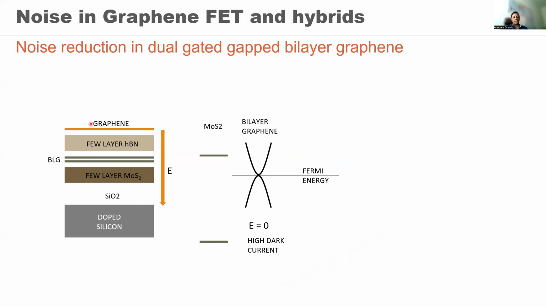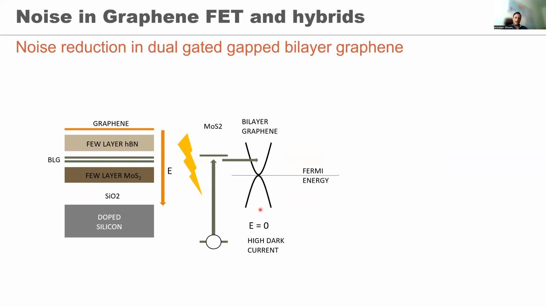Graphene on top acts as a gate as well as a transparent electrode. Then there's a layer of boron nitride, and then there's a bilayer graphene, and then there is molybdenum disulfide, which is partnering the bilayer graphene. Why did we use that? There's something interesting. Bilayer graphene is a semiconductor with a parabolic band gap, and if I apply an electric field across the bilayer graphene, I open a band gap, and that leads to a reduction in the dark current by orders of magnitude.